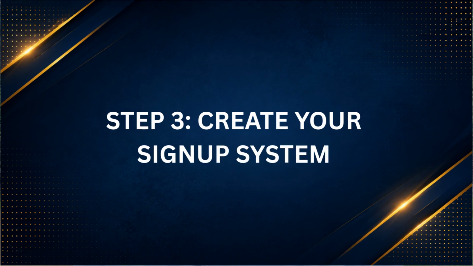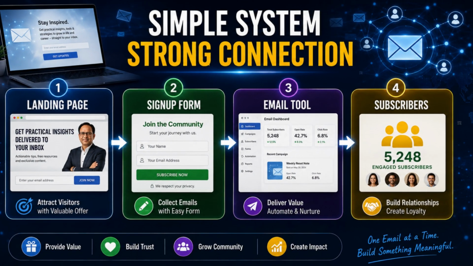Step 3. Create your sign up system. Building an email list requires a simple system. You need three basic things. First, a landing page, a simple page where people understand your offer. Second, a sign up form, a place where visitors enter their name and email. Third, an email delivery system, a tool that automatically sends your free resources.